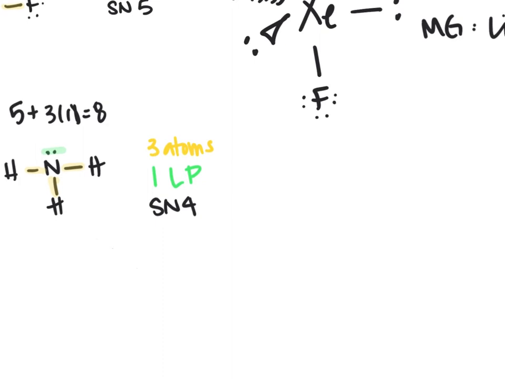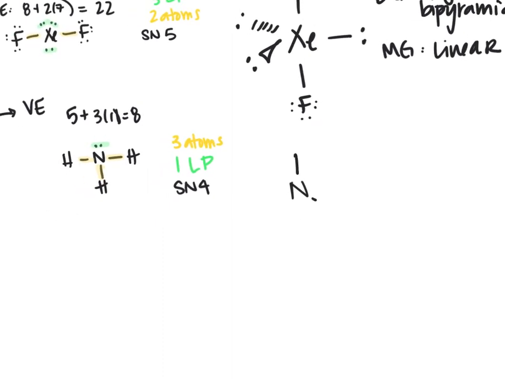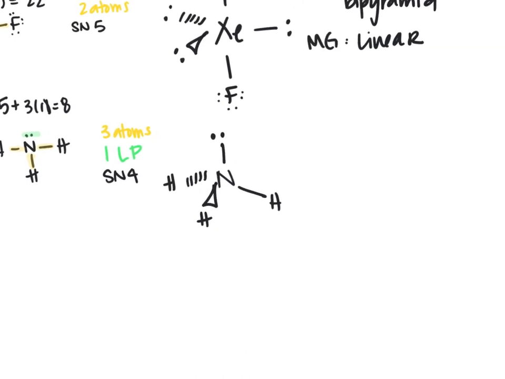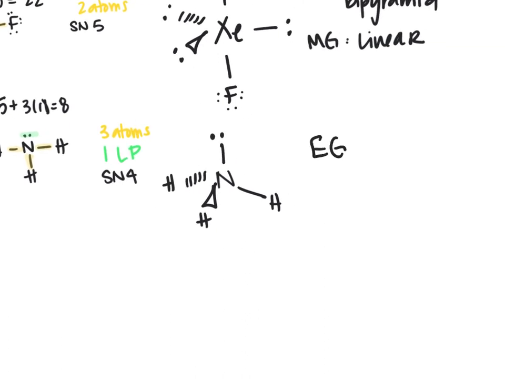So we can come over here and draw that structure with nitrogen in the center. Again, you could put your lone pair on any of these. I'm going to just put mine on the top. So we have our 3 hydrogens that don't have any lone pairs. The electron geometry here is tetrahedral. The molecular geometry in this case is trigonal pyramid.